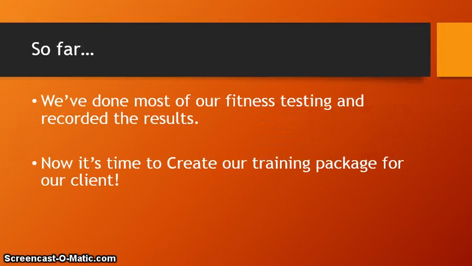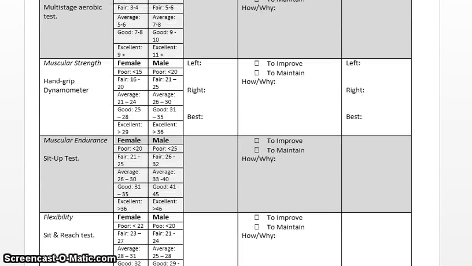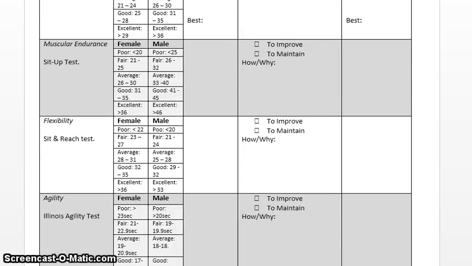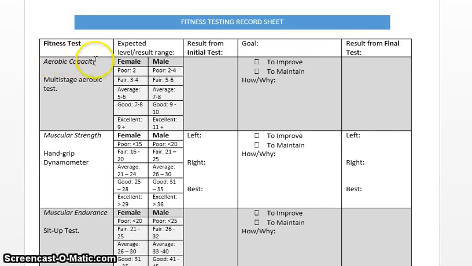So far we've done most of our fitness testing and recorded the results, and you'll remember we did that on our record sheets. Those record sheets looked like this, and they had everything in there, including the hand grip test, the sit-up test, the sit and reach, and so on. The only one we haven't done is the aerobic capacity test, which we're going to do next week.